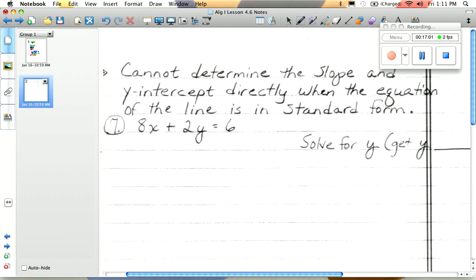You cannot determine the slope and y-intercept directly when the equation of the line is in standard form. In other words, don't try this, because students try to do it all the time. Tell me that the slope of that line is 8 and the y-intercept is 6.